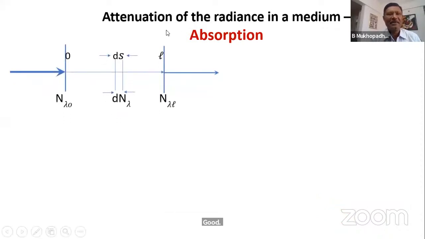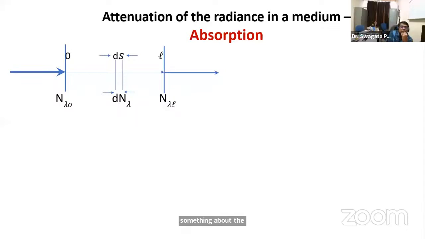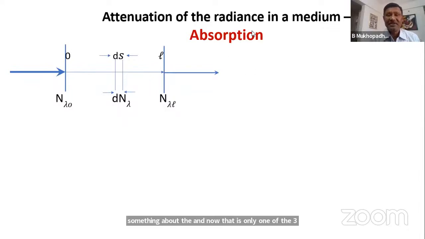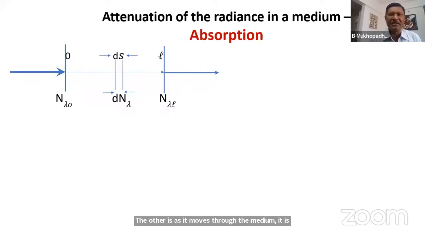Now, what we are going to do is, we have already done something about emission. That is only one of the three things that we are concerned with in terms of atmospheric radiation. The radiation is emitted. Nevertheless, that is one of the three aspects that we want to see. The other is, as it moves through the medium, it is absorbed. And the third is that as it moves through the medium, it is also scattered.